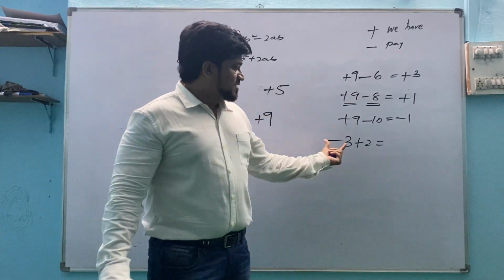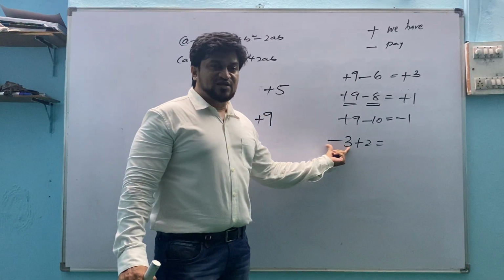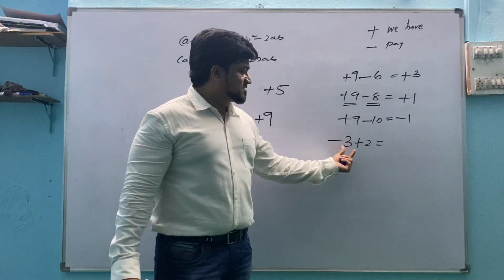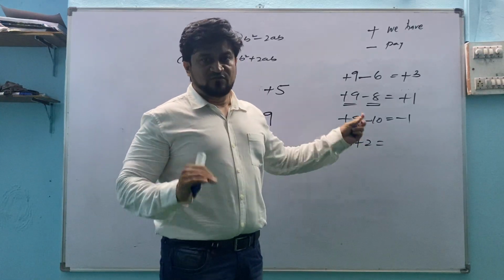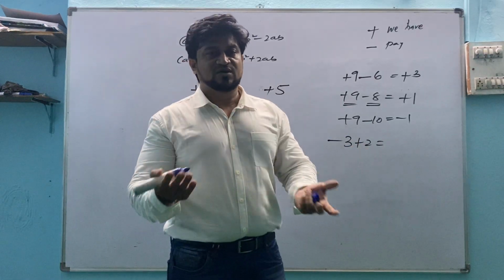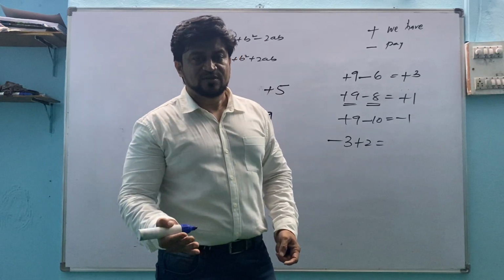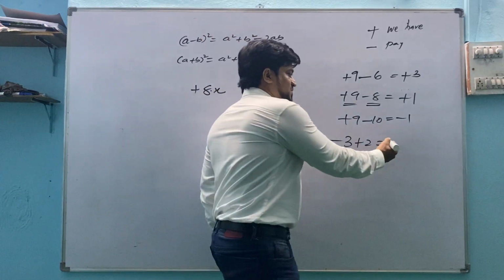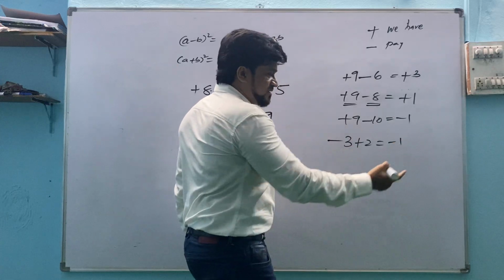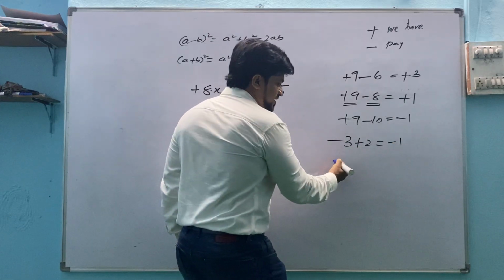What do we have to do? The 3 has a minus sign, so negative 3. We need to pay others. Plus 2, we have. We paid 3, we can't pay 3, so we paid 2 to them. How much do we need to pay now? Minus 1. Or by subtracting, keep the sign of the bigger number.